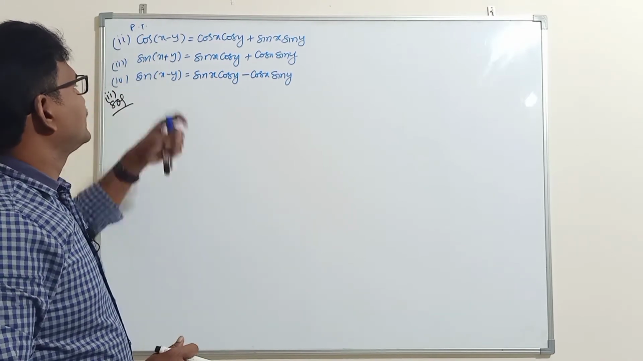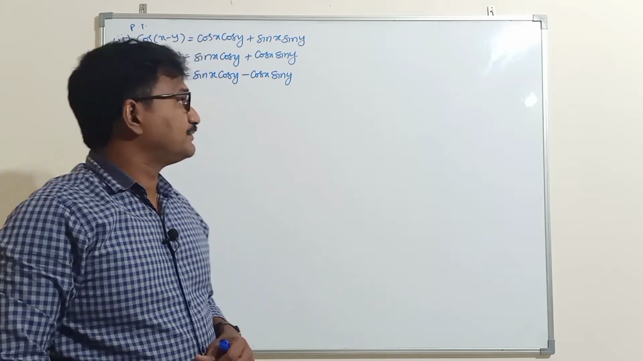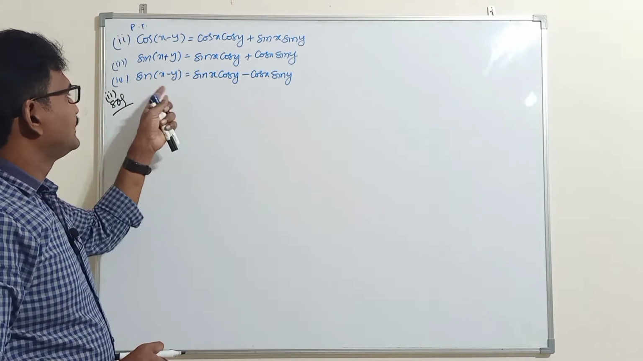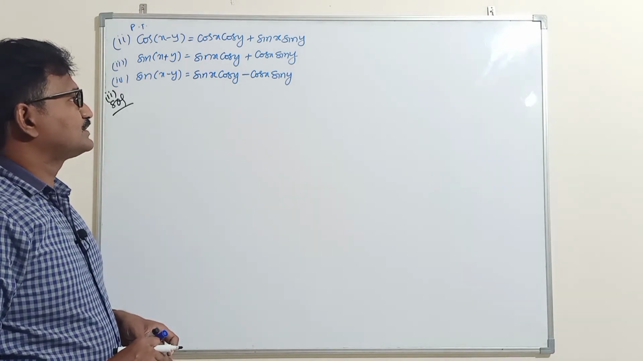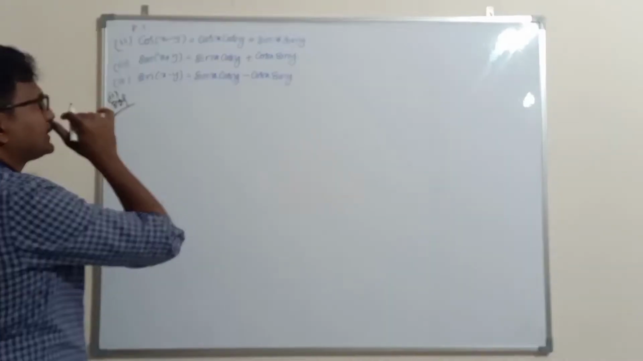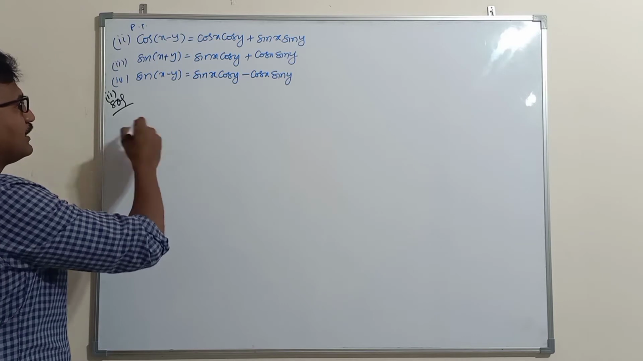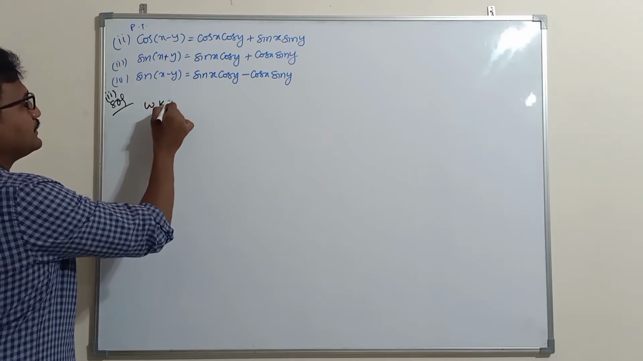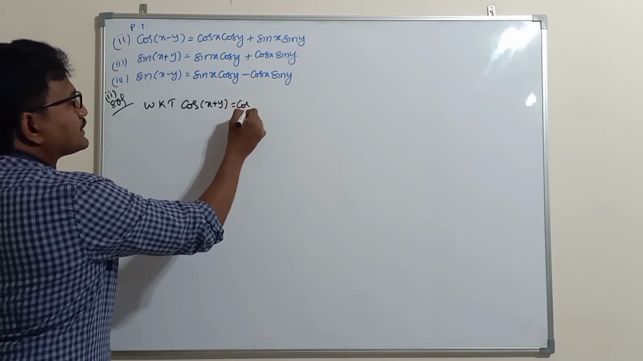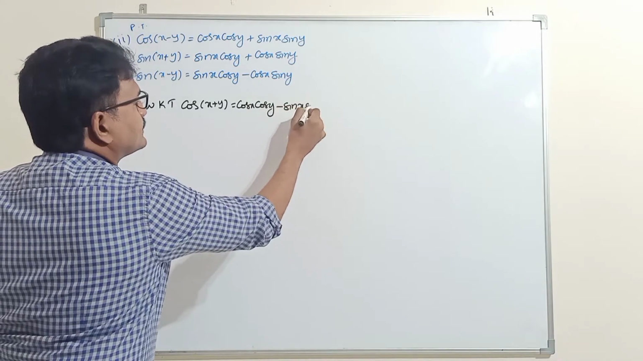Next, prove that cos of (x minus y) is equal to cos x cos y plus sin x sin y. Sin of (x plus y) is equal to sin x cos y plus cos x sin y. Next, sin of (x minus y) is equal to sin x cos y minus cos x sin y. So for the second question, I am taking cos of (x minus y) is equal to cos x cos y plus sin x sin y. Already we know that cos of (x plus y) is equal to cos x cos y minus sin x sin y.